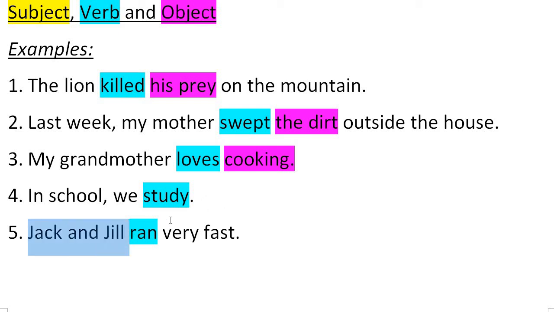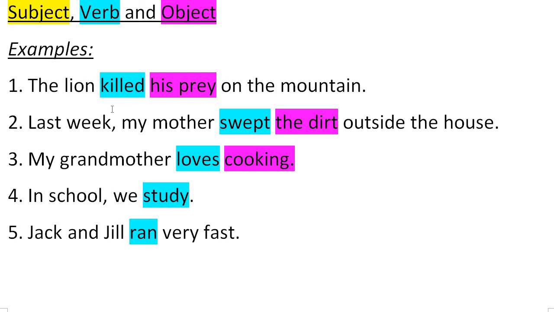Okay. Number 5. Jack and Jill ran very fast. See if you can find an object in there. If you did find an object, you are unfortunately wrong. There is no object in here because very fast is telling me how they ran. It's not telling me what was ran. Okay, that doesn't even work, right? So that is answering the question of how. It's not answering the question of who or what, so it can't be that. Right, so 3 of these sentences have objects, direct objects, and then 2 of them don't.